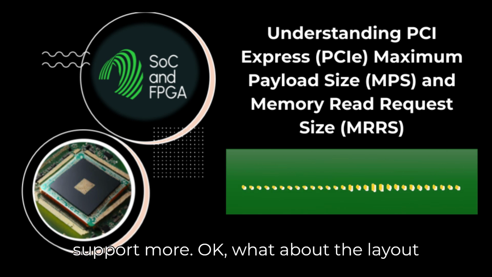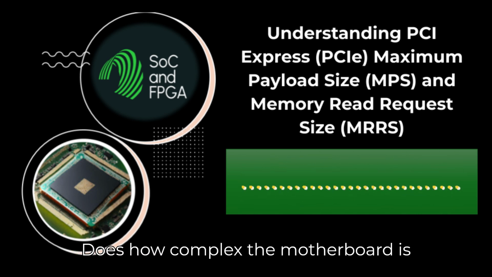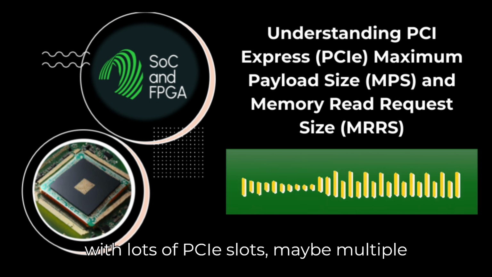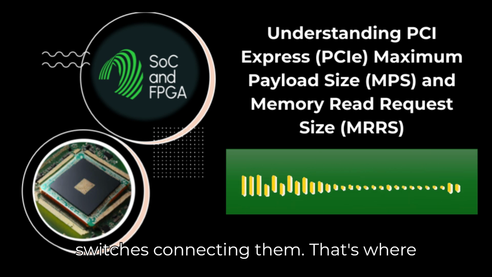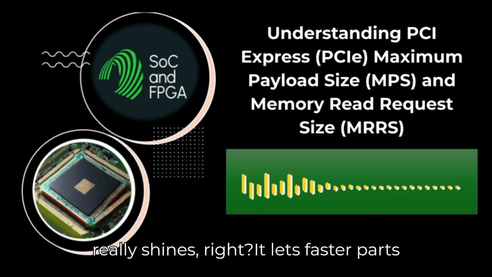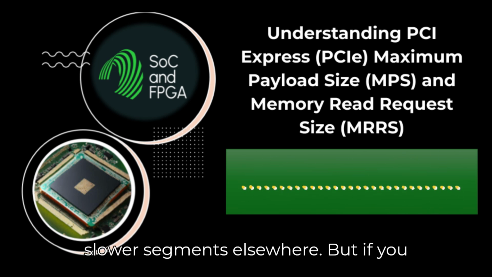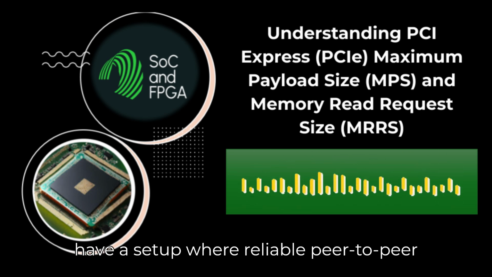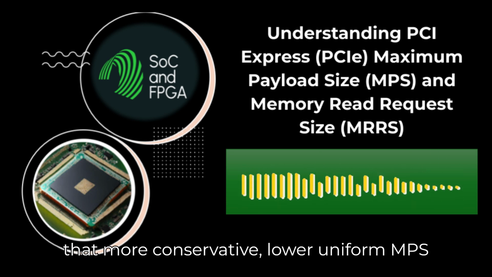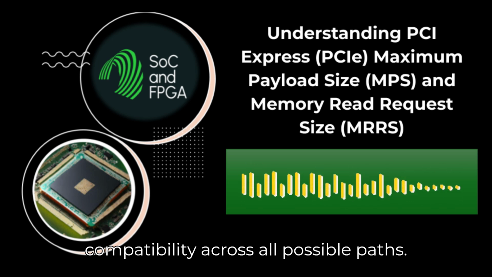Okay. What about the layout of the system? The topology and hierarchy? Does how complex the motherboard is matter? It definitely does. In systems with lots of PCIe slots, maybe multiple switches connecting them, that's where that smarter hierarchical MPS configuration, like Linux's safe perf, really shines. Right. It lets faster parts talk fast without being held back by slower segments elsewhere. But if you have a setup where reliable peer-to-peer communication is critical, you might need that more conservative, lower uniform MPS type of setting, just to guarantee compatibility across all possible paths.